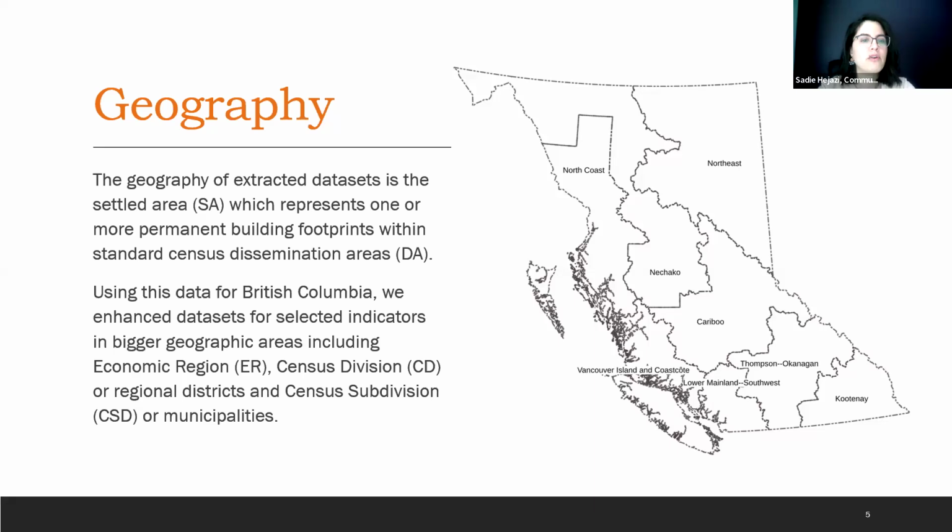If we get to it, we will talk about it at the end: there are some indicators that are in larger geographies, and we need to do comparisons. So how can we turn this settled area into economic regions, for example, or census subdivisions? Those are experiments we've done, and we will share them with you if we have time for it.